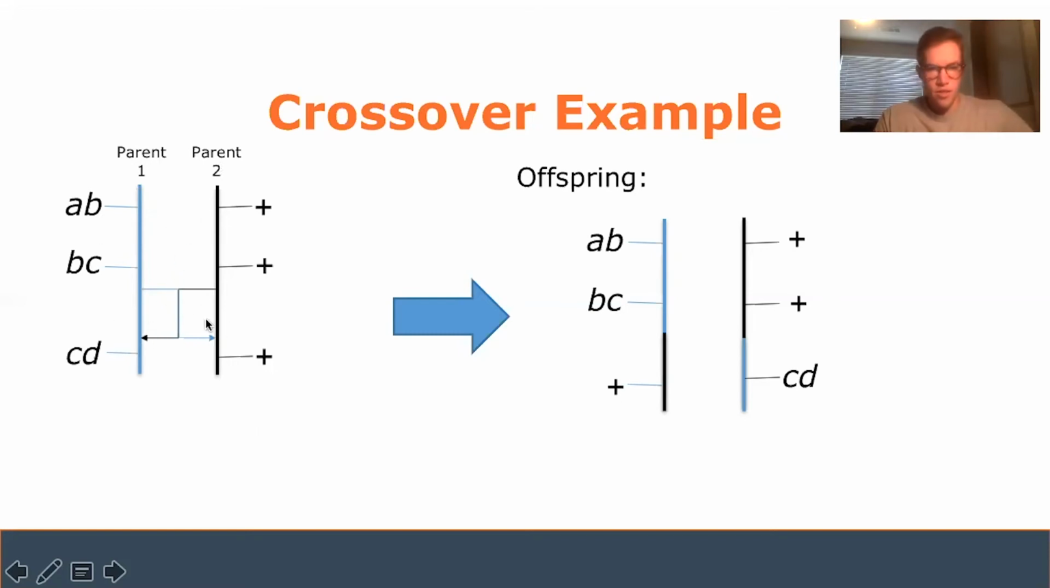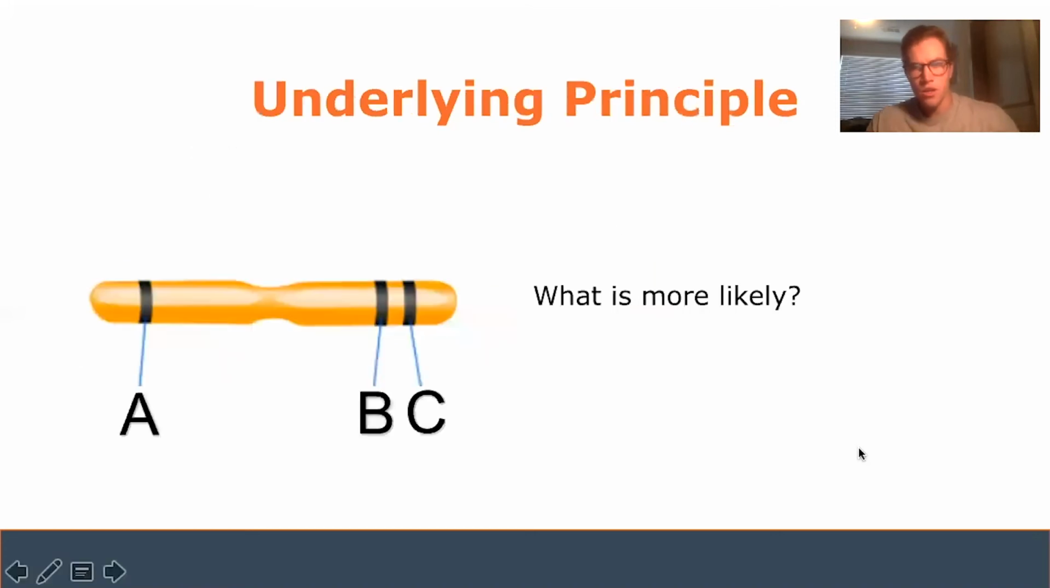If crossover happens here, this would swap over here, and this would swap over here, and then you exchange that genetic information. And sure enough, that's what we see here: AB, BC, plus, or wild type, and wild type, CD. So that's just an example to help you visualize what's going to happen when crossover occurs. This part of the chromosome is going to switch with this part of the chromosome. This will make a lot more sense when we get to an example problem in a following video.